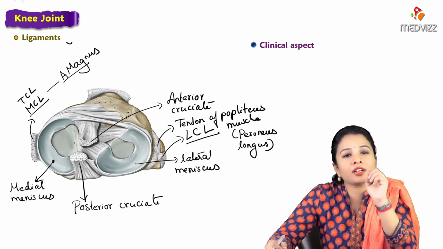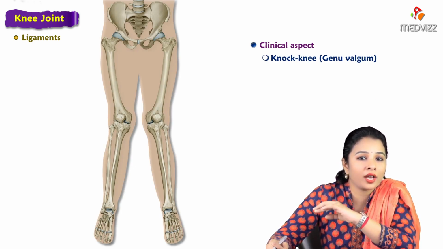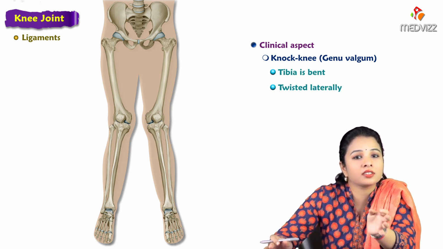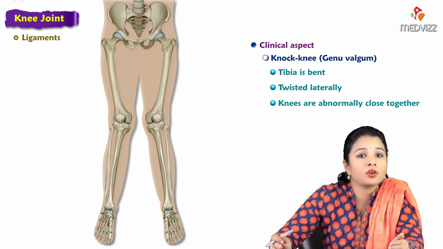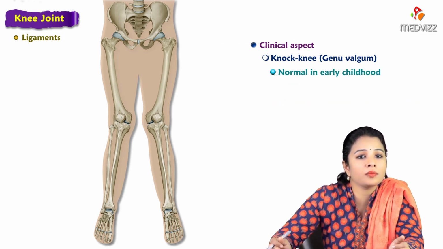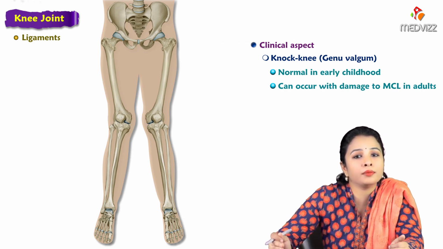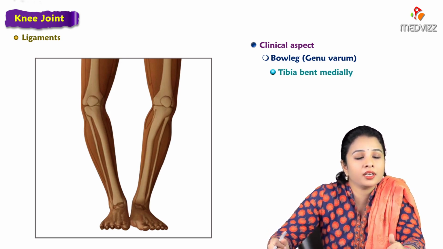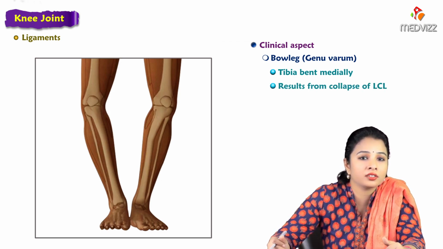Coming to a small clinical aspect, the knock knee. It is the condition in which the tibia is bent or twisted laterally and the knees are abnormally close to each other. It is normal in early childhood but can occur with damage of the medial collateral ligament in adults. Then bow leg is a condition in which the tibia is bent medially, resulting from the collapse of the lateral collateral ligament.